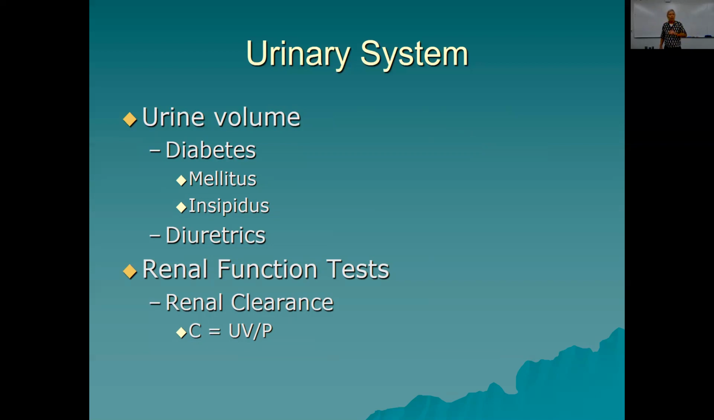Both untreated conditions make a huge amount of urine. If you have a lot of glucose in your urine, the osmolarity is much higher, and you can't suck as much water back in when it goes through the collecting ducts. So you end up making lots of urine. Of course, you make lots of urine in diabetes insipidus because you don't have any ADH present.